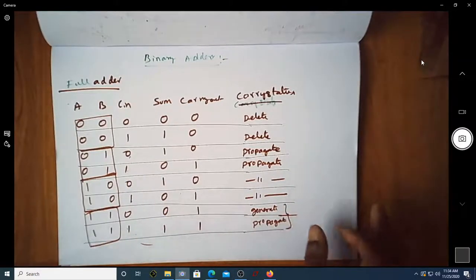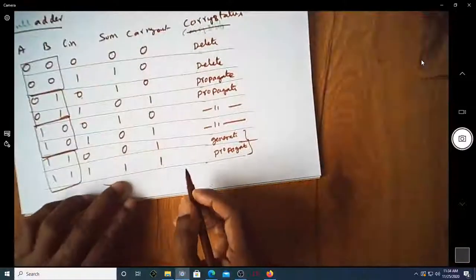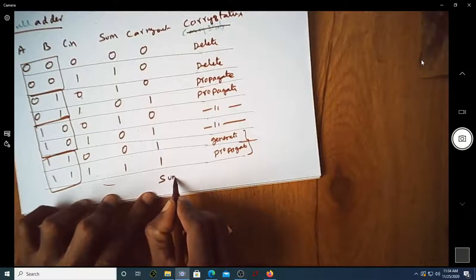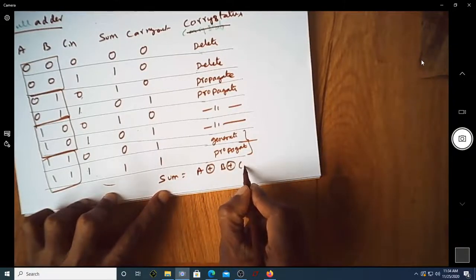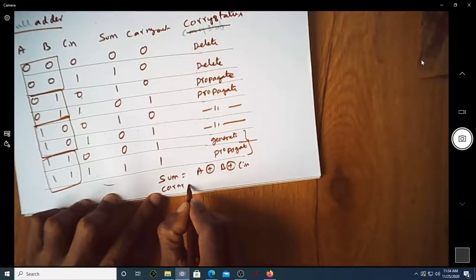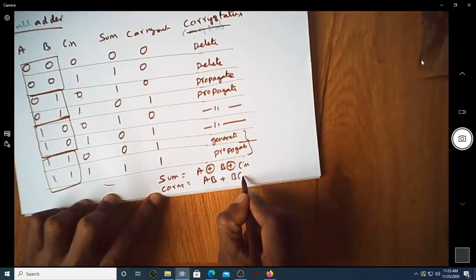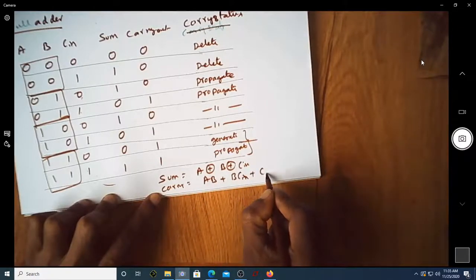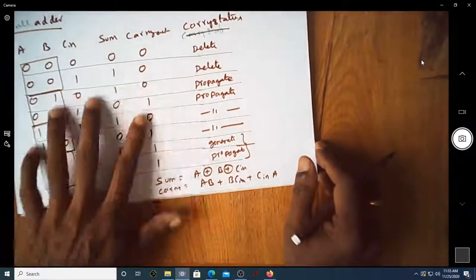So we know, of course, the expression for sum and carry. The general expression is sum is given by A XOR B XOR C in, and I can write carry as equal to AB plus BC in plus C in into A. So this is a generalized expression for this particular truth table.